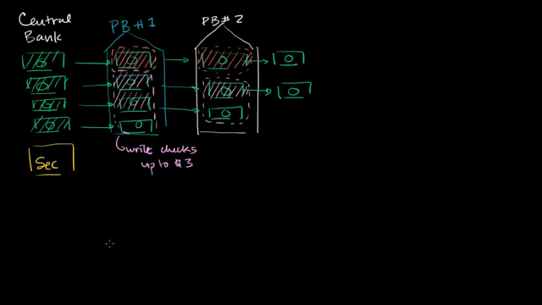And notice, the original $4 are still there. 1, 2, 3, 4. Just to be clear, this person right over here can write checks up to $3, and this person right over here can write checks up to $2.